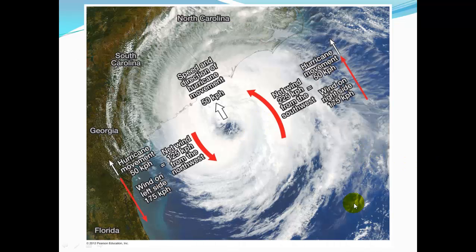Here we have a hurricane that's traveling at 50 kilometers per hour. The winds are 125 kilometers per hour going this way. On this side of the storm, the storm is traveling this way and the wind is going this way, so you add them up: the travel speed of 50 kilometers plus 125. The wind is actually traveling at 175 kilometers per hour on this side. But here the winds are traveling the opposite way, so you subtract the forward speed from the wind speed. The net result is 125 kilometer winds on this side.